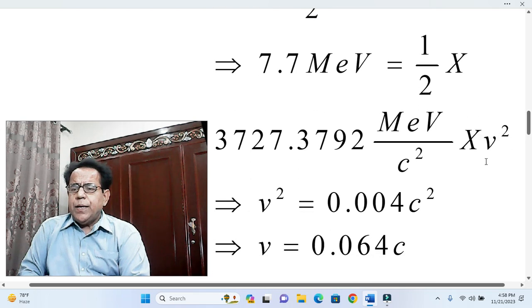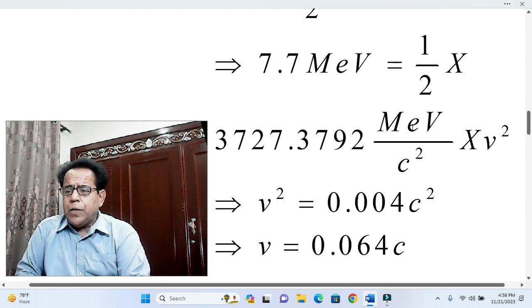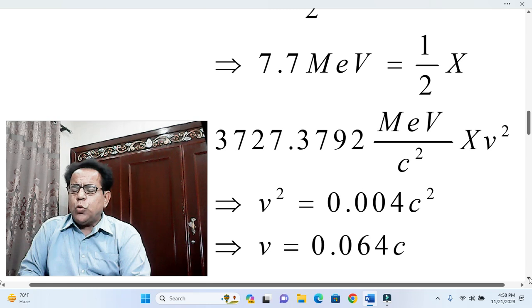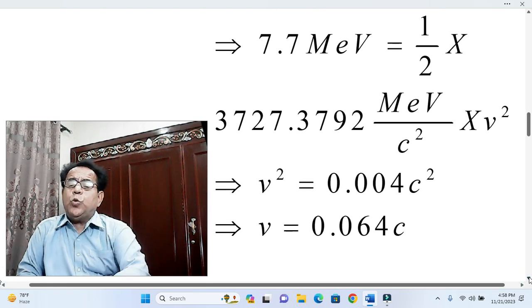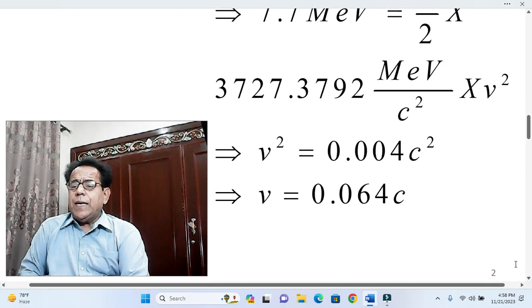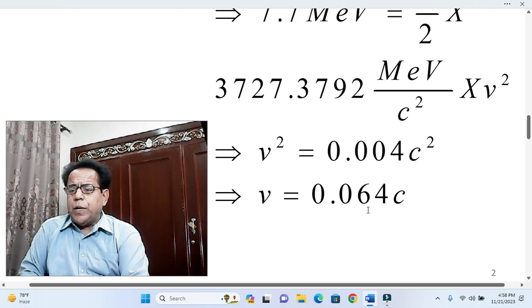Okay, v square is on this side, and 2 will be multiplied with this value, and this value will be divided by this value, and c square will become in the numerator, million electron volt will become in the denominator. Then this million electron volt will be cancelled with this, and v square will become equal to this. When we take under root on both sides, we get v equal to 0.064 c. Okay, we can also write it as v over c equal to 0.064.